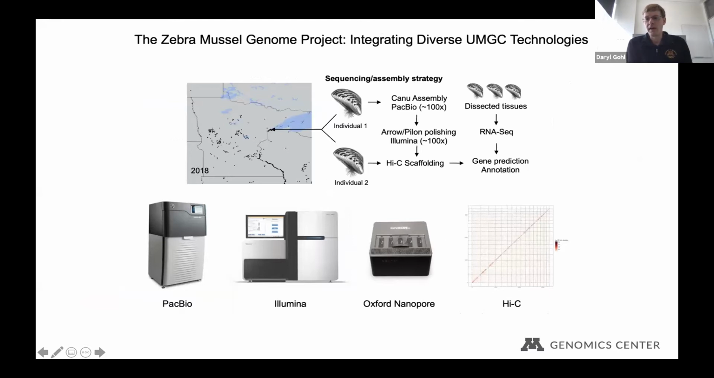So just to give you a brief overview of what we did in sequencing the genome, the mussel that was sequenced was actually from the Duluth Harbor. And to sequence the genome, we integrated a wide variety of different technologies that we have in the Genomics Center. So this used the instruments that are shown here, Illumina sequencing, PacBio sequencing. These are really cutting edge sequencing approaches.